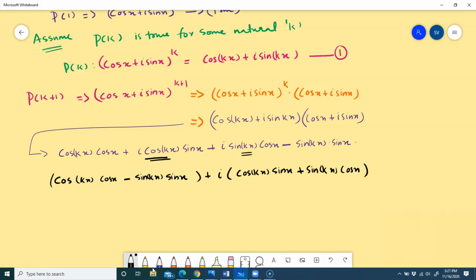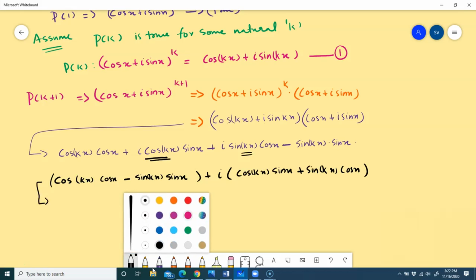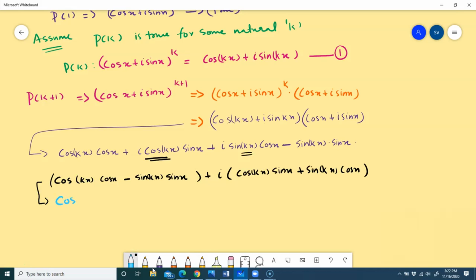Here we need to remember the trigonometrical sum and difference formula. So this is in the cos A cos B minus sin A sin B format. Instead of A we have kx, instead of B we have x. Using the sum and difference formula, we can rewrite cos A cos B minus sin A sin B as cos of A plus B.